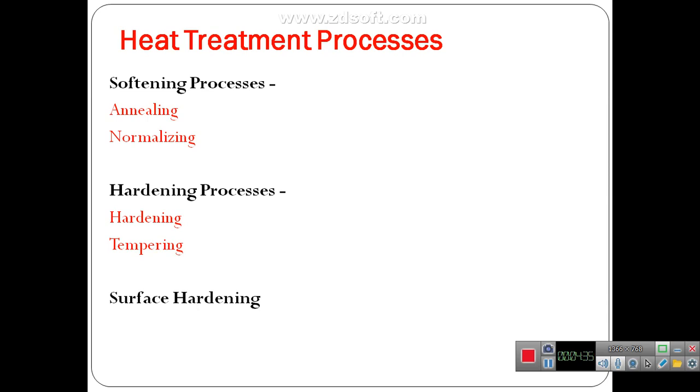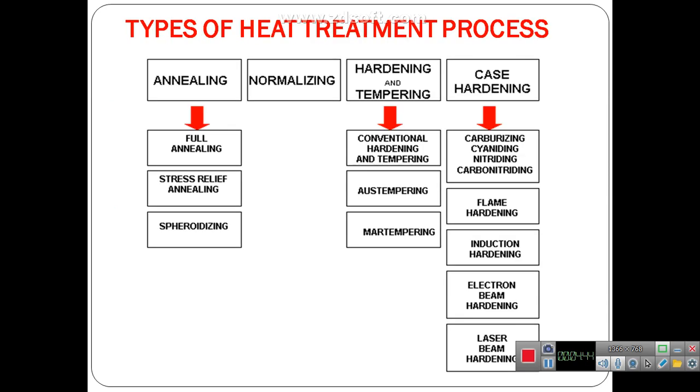What is the purpose of heat treatment? To improve the mechanical properties, improve the machinability, change the grain sizes, improve the magnetic and electrical properties, increase the resistance to wear and corrosion, and increase the surface hardness.